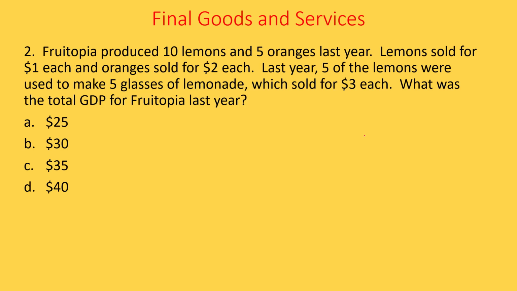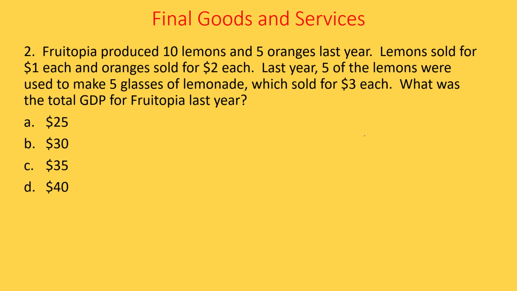Let's take a look at number 2. It says that Fruitopia produced 10 lemons and 5 oranges last year, just like at the beginning of our last question. It said lemons sold for $1 each and oranges sold for $2 each. However, last year, 5 of those lemons were used to make glasses of lemonade, which then sold for $3 each. What was the total GDP for Fruitopia last year?